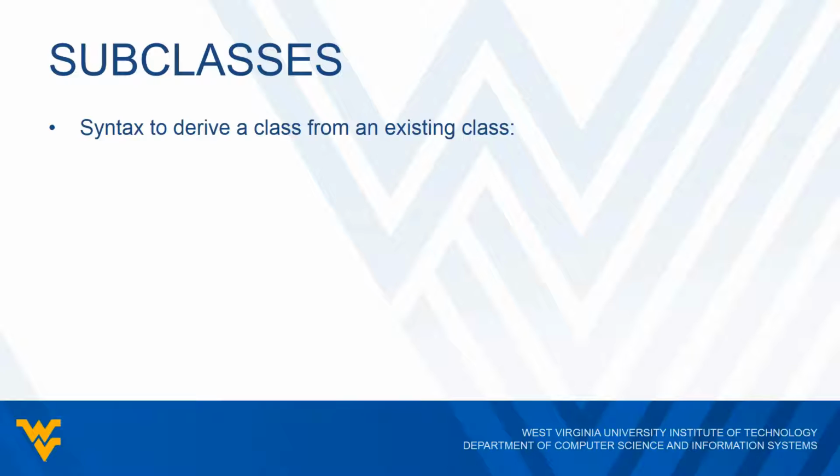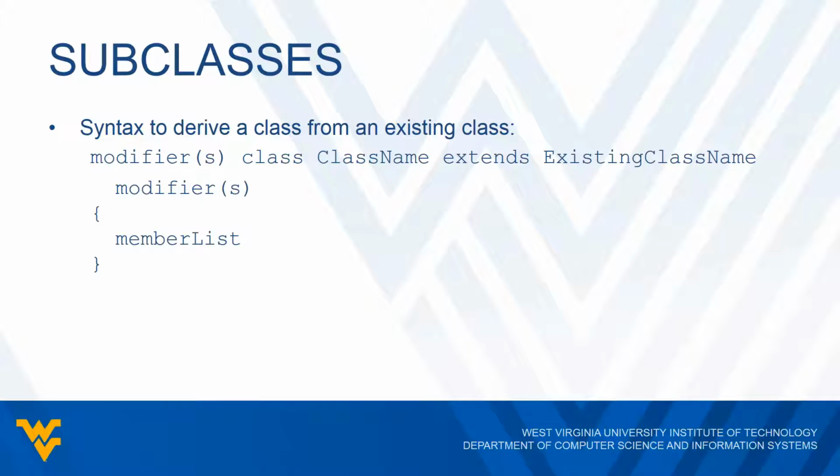Let's take a look at the syntax for deriving a class from an already existing class. So we would have something like this. The beginning part is no different than what we've done before with classes. We would have some set of modifiers, usually something like public or private, the keyword class, and then the name of the class. What comes afterwards is what's different and tells us that we're inheriting something from a superclass.